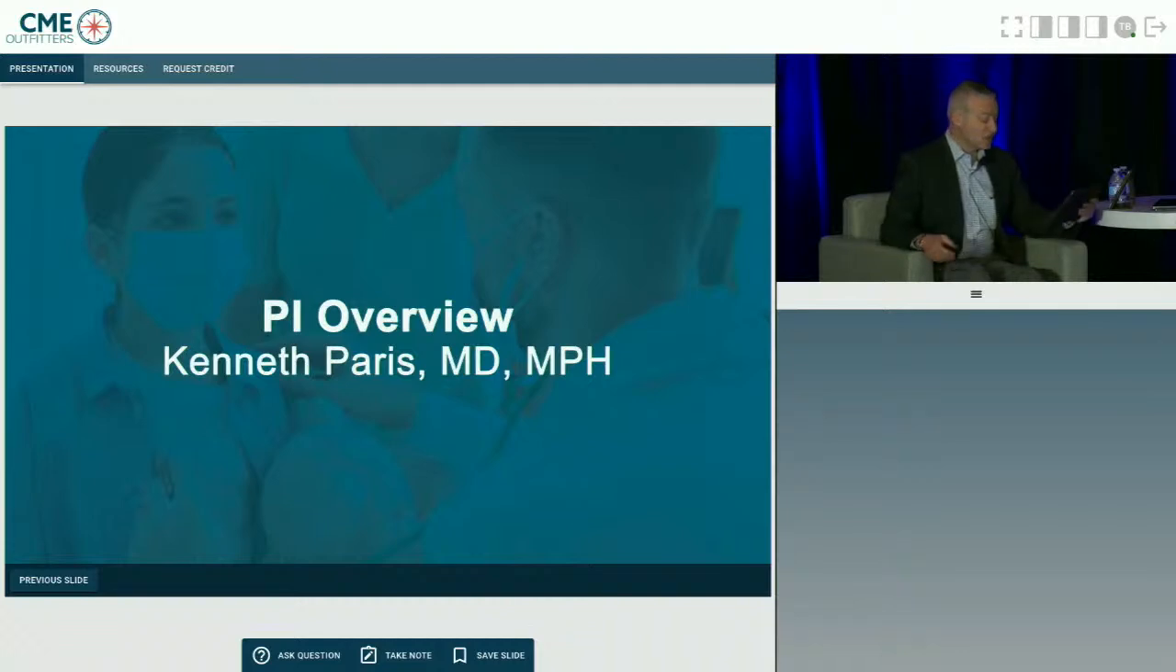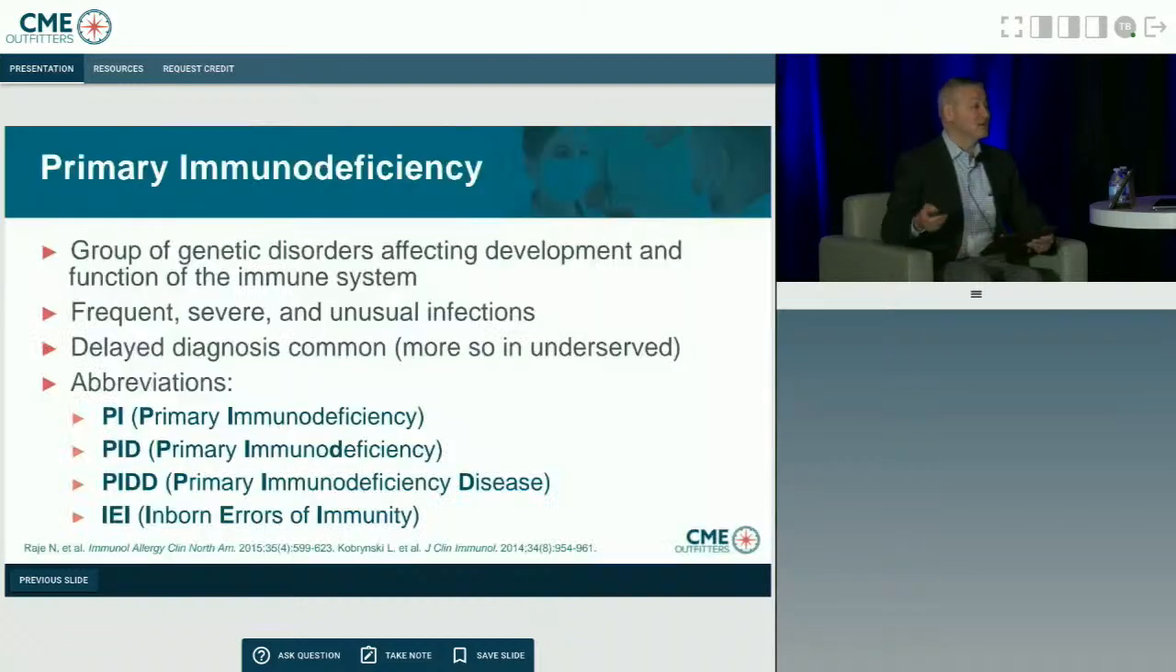And so let's get started. Before we get into the nitty-gritty of today's discussion, we're going to talk a little bit about primary immunodeficiency and a background of where we are today.